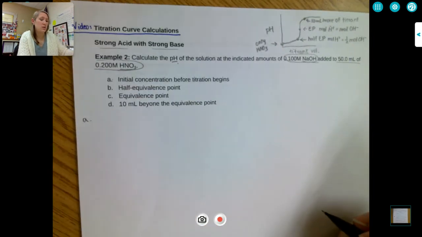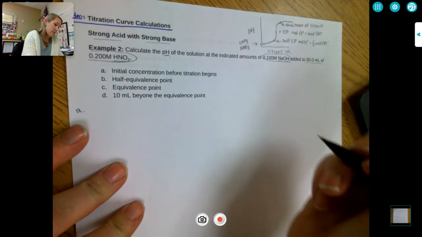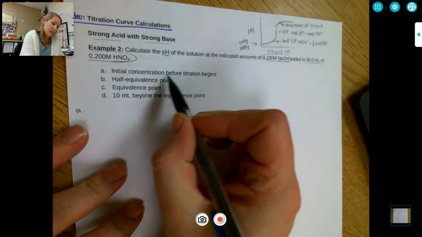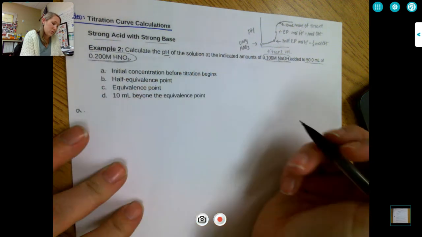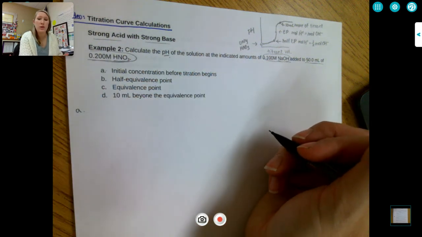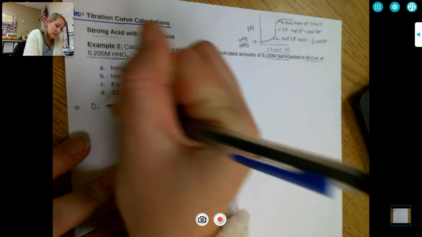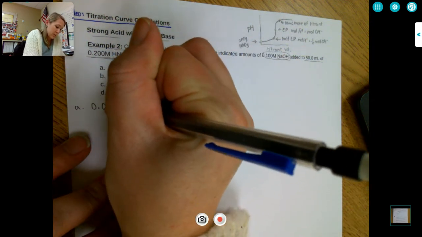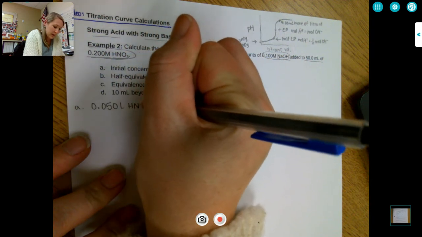Let's get this set so y'all can see what I'm writing. We have just the initial concentration before the titration begins. So I have 50 mLs of 0.2 molar HNO3. So I need to know what my concentration of hydrogen ions is here. Well, that's just a simple stoichiometry problem. So 0.050 liters of HNO3.